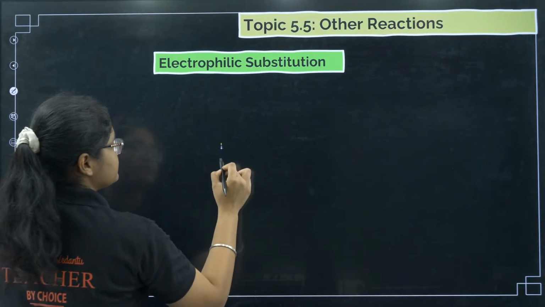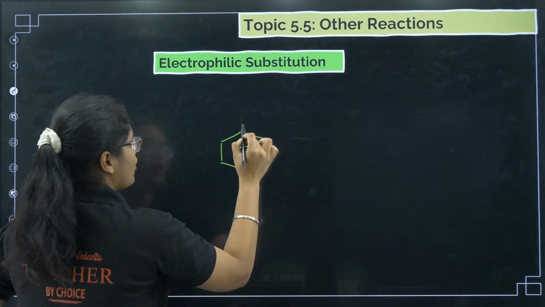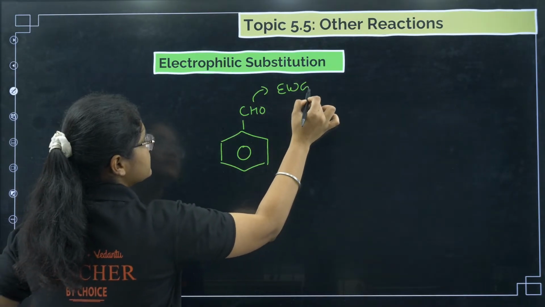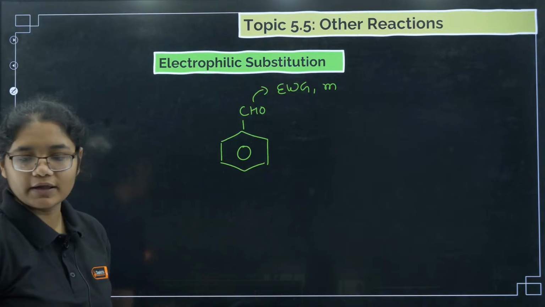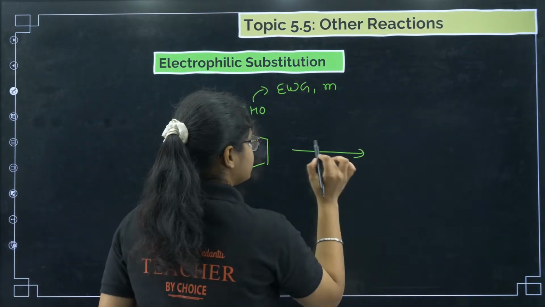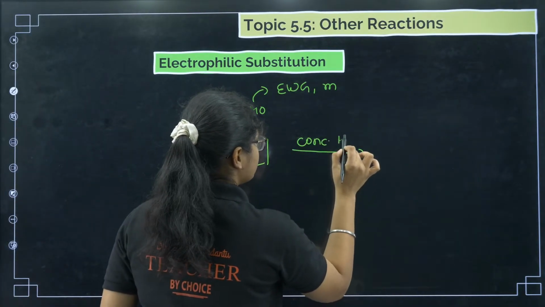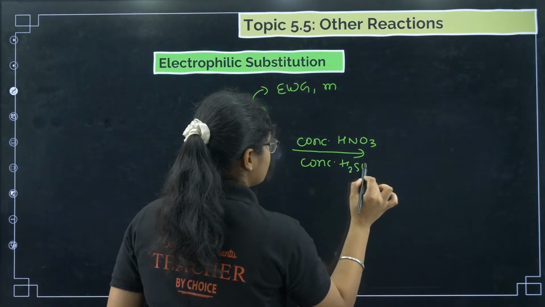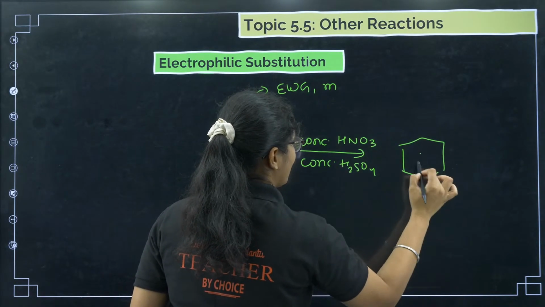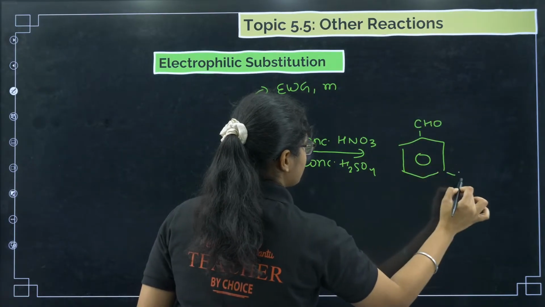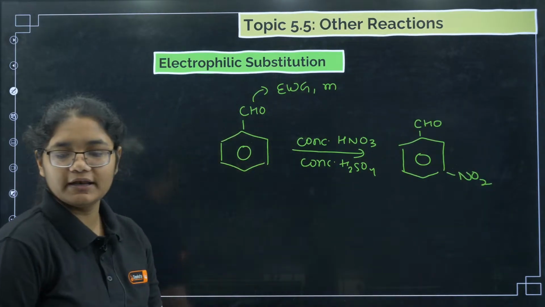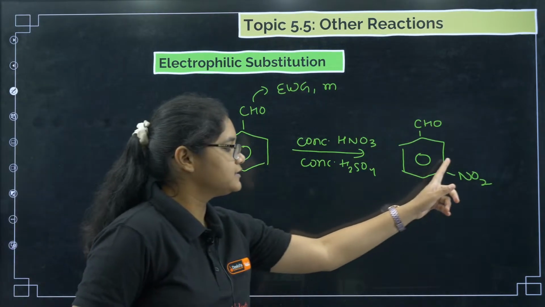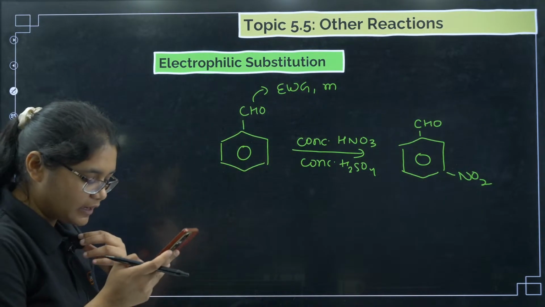Next, electrophilic substitution reaction. So remember your aldehyde groups, these are electron withdrawing groups and they are meta directing groups, okay, meta directing. So if I do nitration, means concentrated HNO3 and concentrated H2SO4, then what will happen? The NO2 group will be added at the meta position. Similarly you can do chlorination, Friedel-Crafts alkylation, acylation, everywhere the substituent will be attached at the meta position.